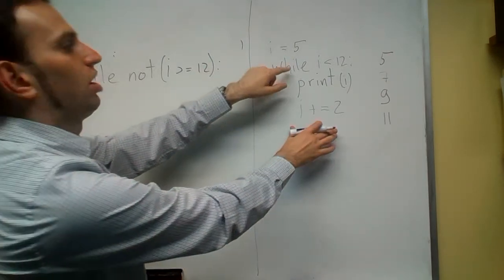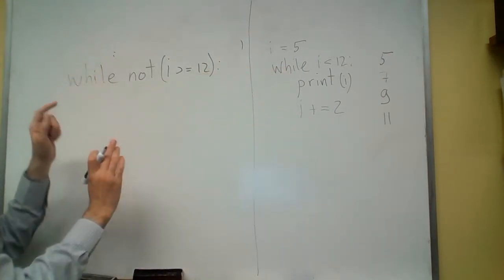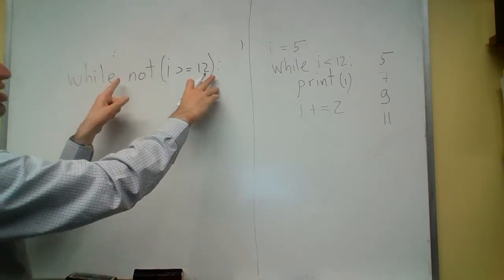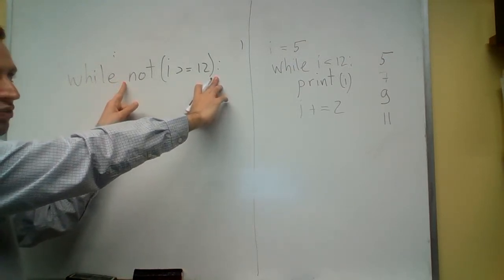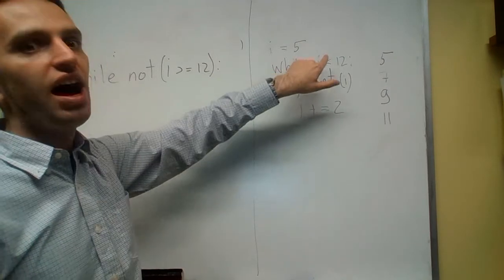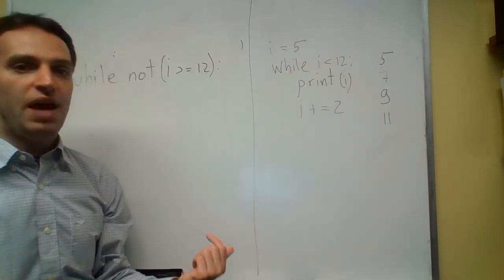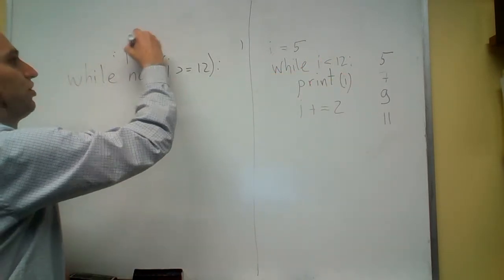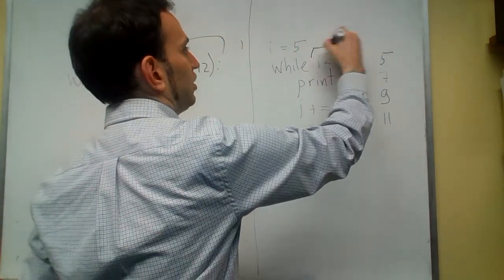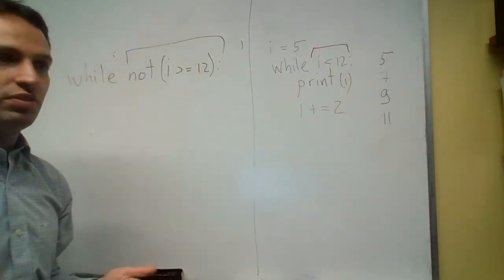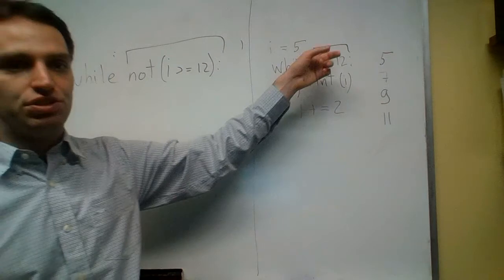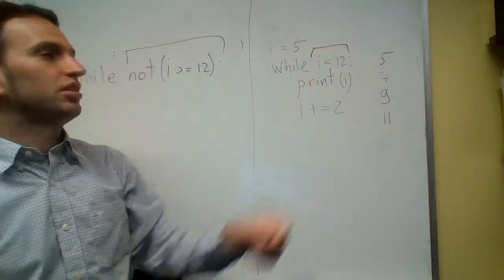So I'll just copy this over here. This is exactly the same. To say not I is greater or equal than 12, it's just the same as saying I is smaller than 12 mathematically. This condition and this condition are just completely equivalent. It's probably nicer to write it that way just because it's shorter.